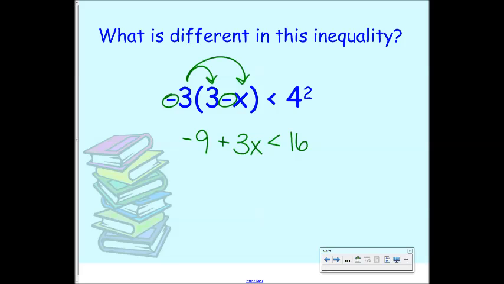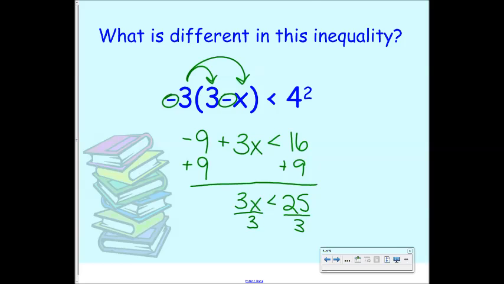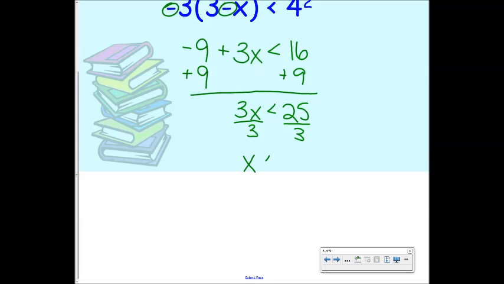Now the first thing I want to get rid of is the -9, and I'm going to get rid of that by adding 9 to both sides, which ends up giving me 3x is less than 25. To finish this off, I'm going to divide by 3, and I end up with x is less than 25 over 3. If I want to simplify that, I can simplify it to 8 1/3 or 8.3 repeating. That's what your calculator would give you.